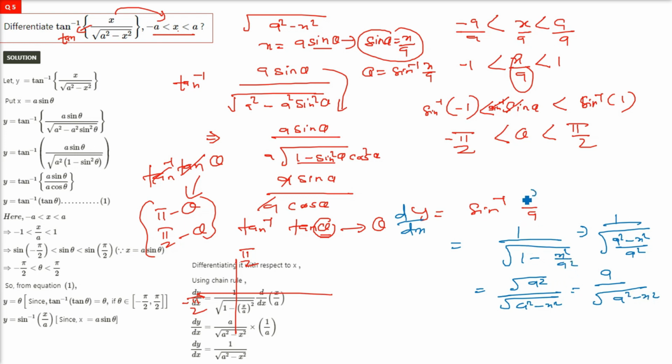And that gives you, because you have to use the chain rule, the differentiation of x by a. 1 by a is constant, so you don't have to worry about it. D by dx of x is 1. So a gets cancelled. You have finally 1 by under root a square minus x square. This is your final solution.